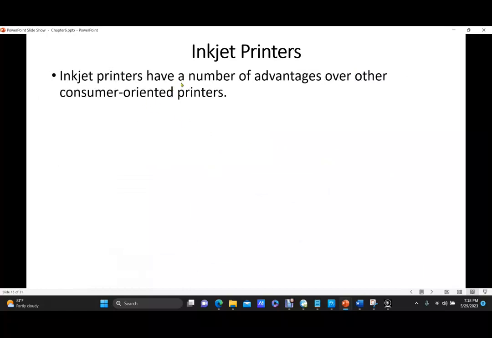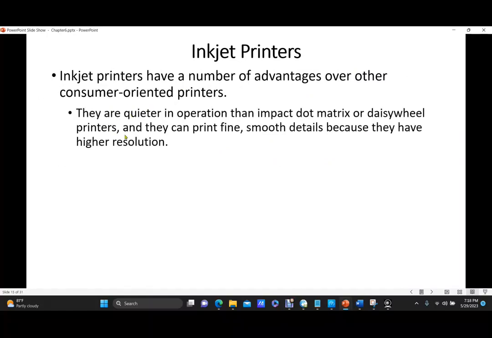Inkjet printers have a number of advantages over the other consumer-oriented printers. They're quieter than the impact printers. They can print fine, smooth details. They have high resolution.